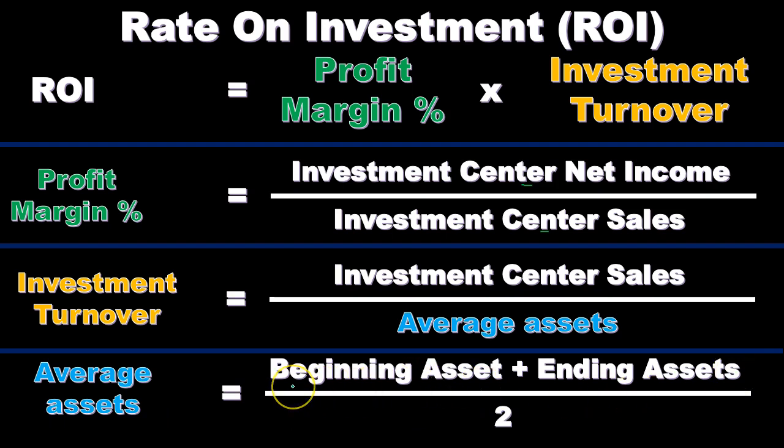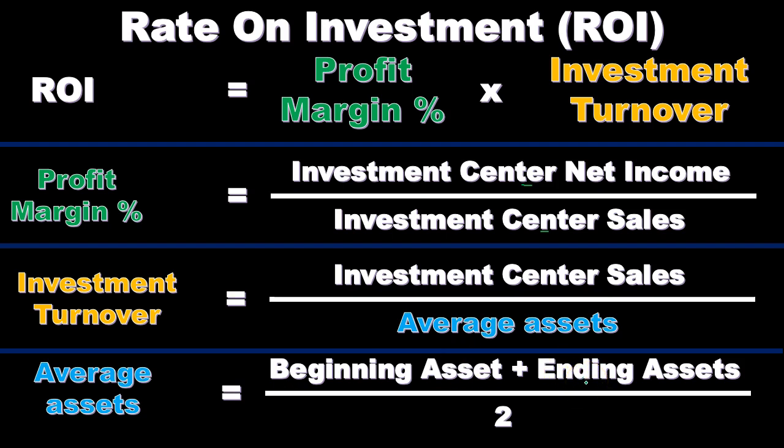And you might still say, well, how do I know what the beginning is? Do I have to go to the GL, the general ledger, to find the beginning assets? No, you don't, because you can go to last year's financial statements and ask, what were the assets at the end of last year? Ending assets last year are beginning assets this year, and then we have the ending assets this year.